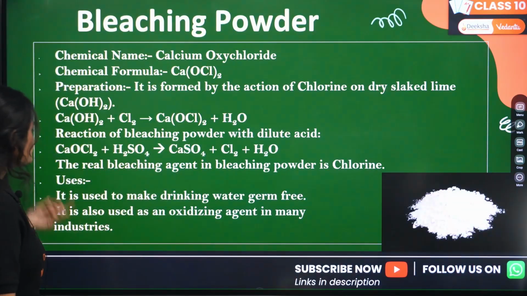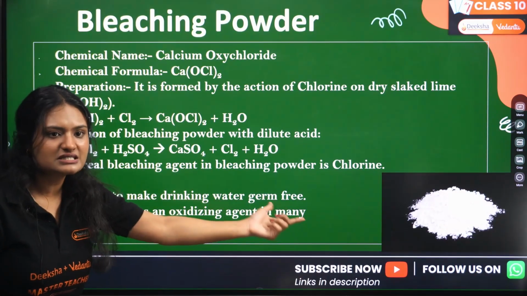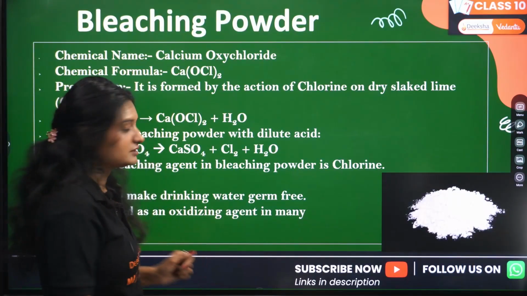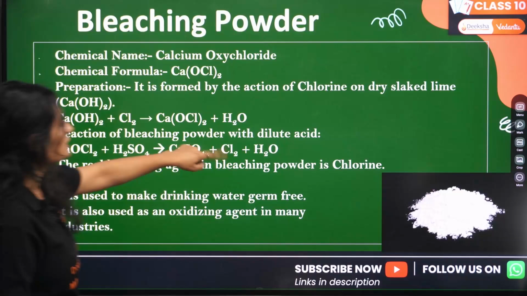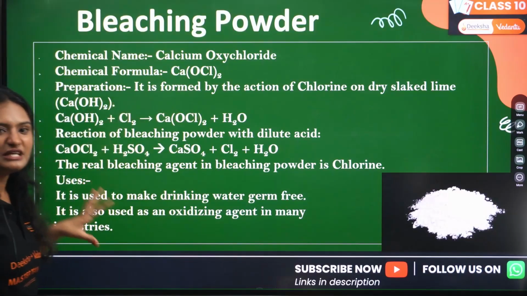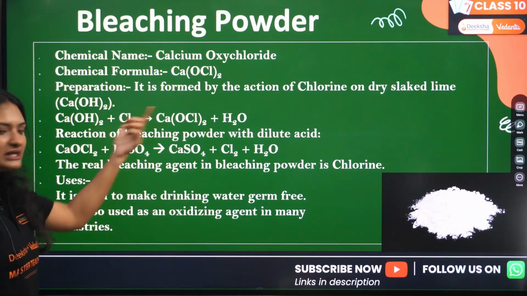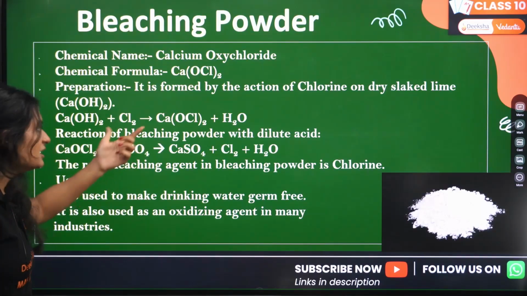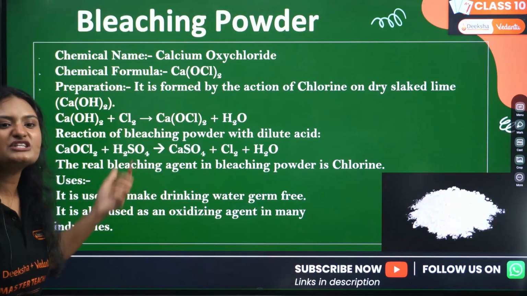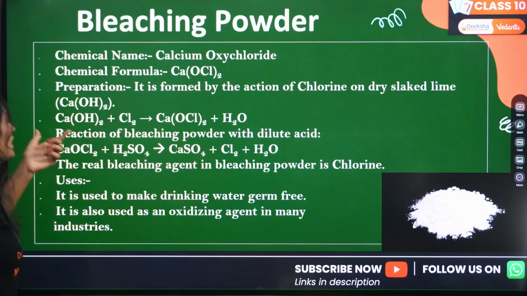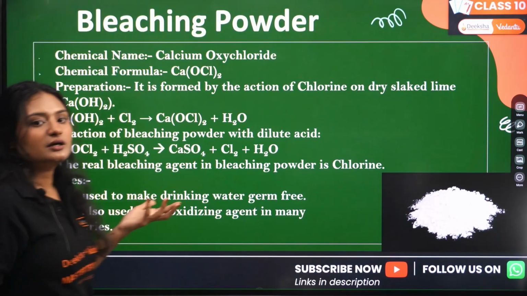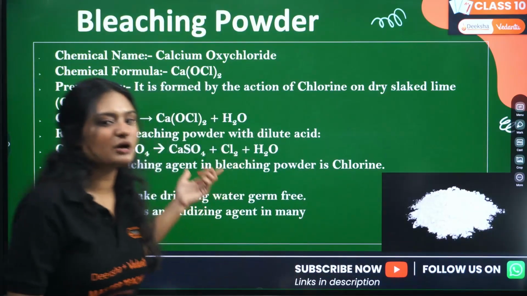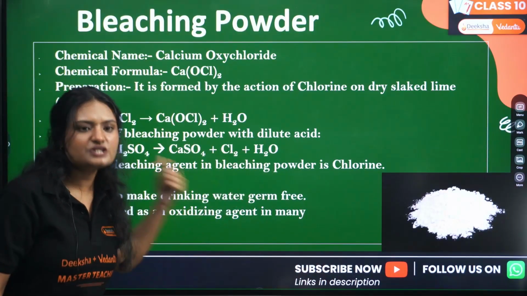Now what are the uses? We use it to make drinking water germ free, as a disinfectant, and also as an oxidizing agent in many industries, my dear kids. This is how you get the bleaching powder: by passing chlorine gas through calcium hydroxide or your slaked lime. Now how do you get your bleaching agent? Chlorine gas by adding dilute hydrochloric acid or any dilute acid to this bleaching powder. That's how you get the bleaching agent, my dear kids.